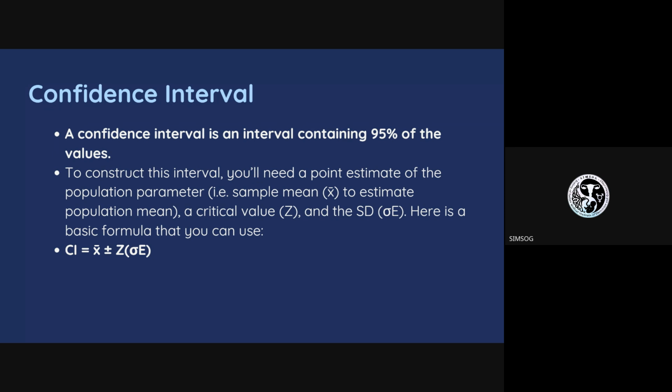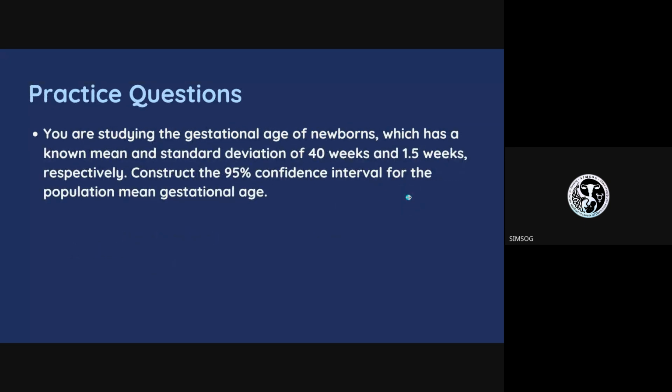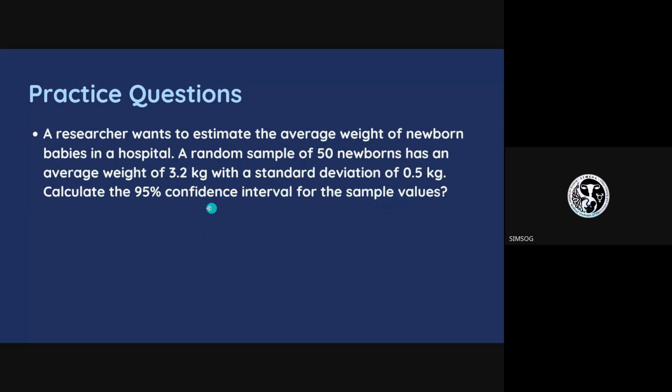What is the mean? 3.2. And what is the standard deviation? No, standard deviation is 0.5. Now they have asked for a 95% confidence interval, right? So now tell me, do you all remember what is the Z value for a 95% confidence interval? 1.960. So for practical purposes, let's round it off to 2.